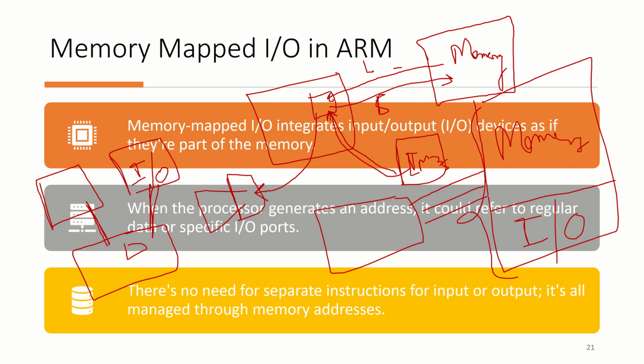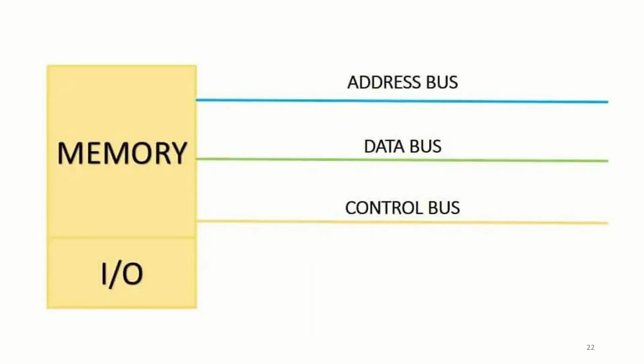So there is no need for separate instructions. We are going to use the load and store instructions for input output. Suppose you are going to take a value from a sensor that is there in your input device, you can use the load command. You load, and the value from the input device will come to the processor, or you can use the store command to give the output. This is the memory mapped IO in ARM.